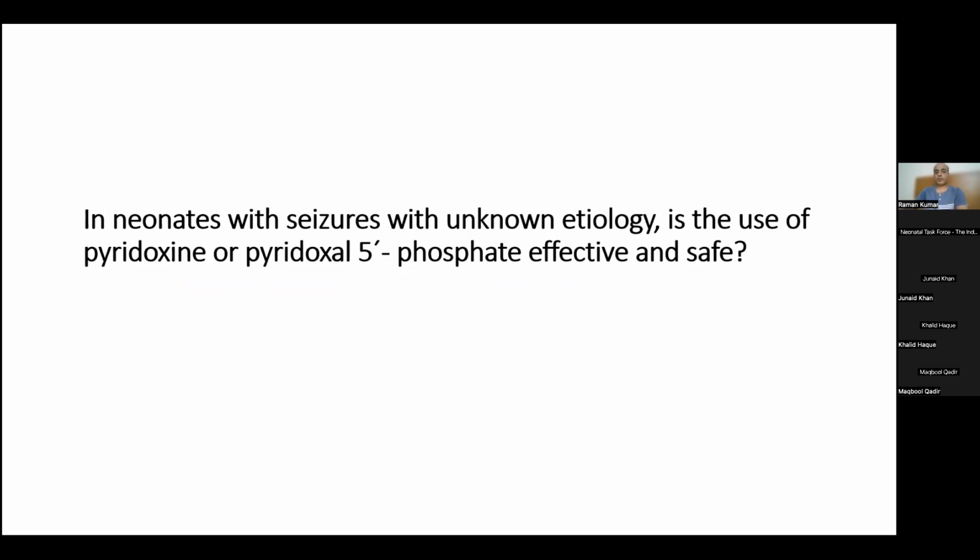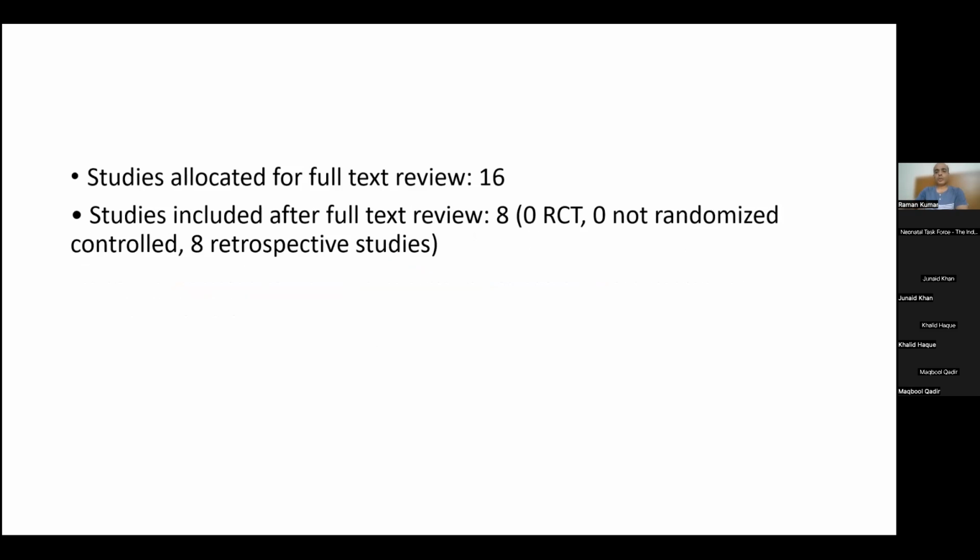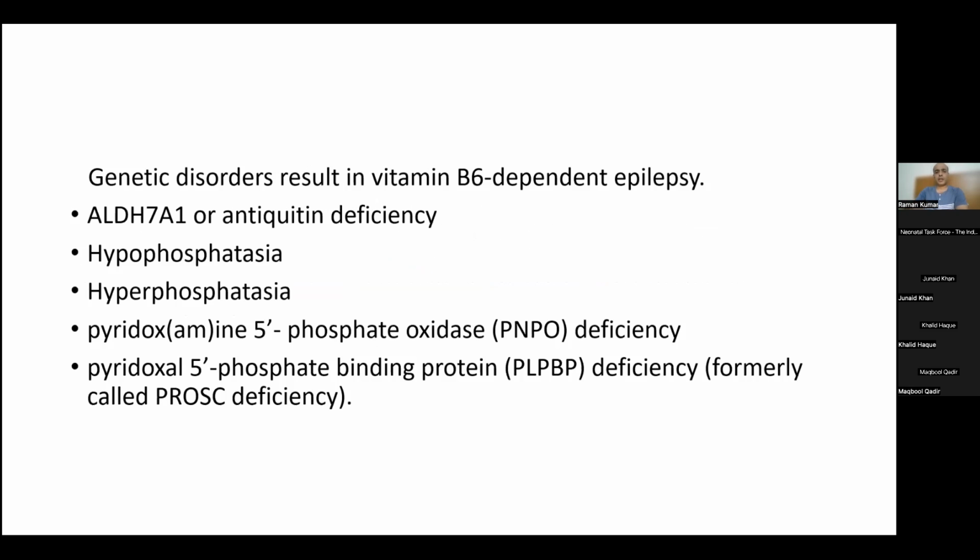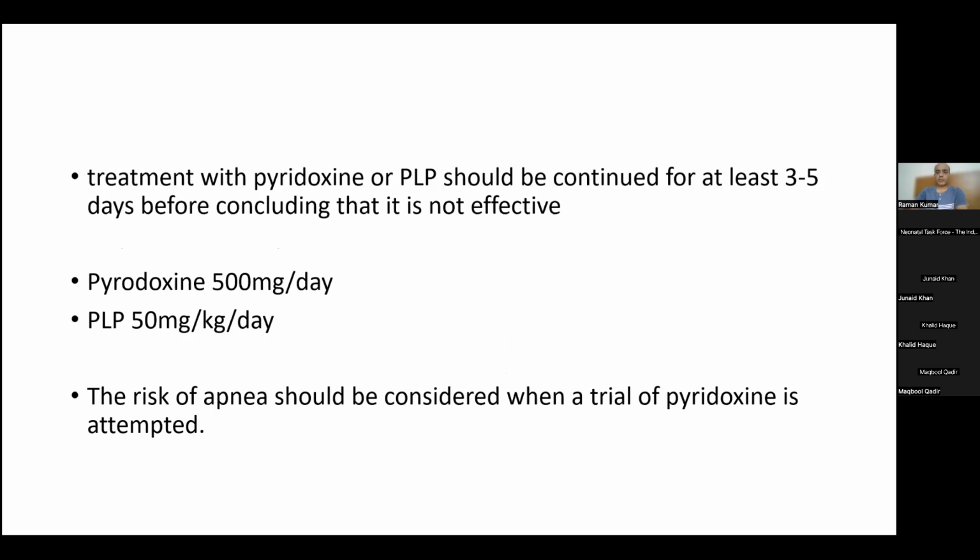Another important question: should pyridoxine be given or not? Are we supposed to give it as a seizure medication or not? We found 8 studies, and there was no randomized controlled trial. There are certain genetic conditions which are associated with B6-dependent epilepsy, such as ALDH7A1. I have one patient who responds very well to vitamin B6. Obviously you won't get the genetic testing very early, but you need to decide based on the picture; you can't just blindly choose it.